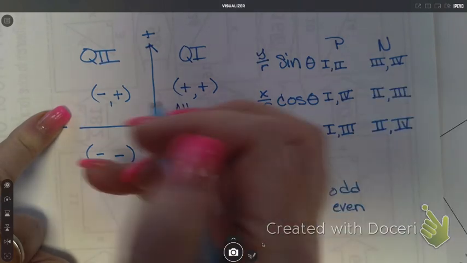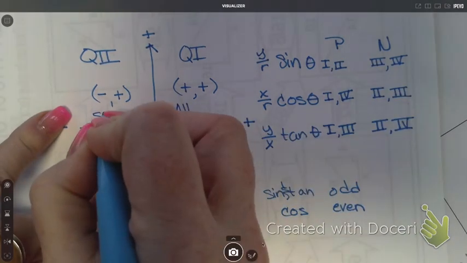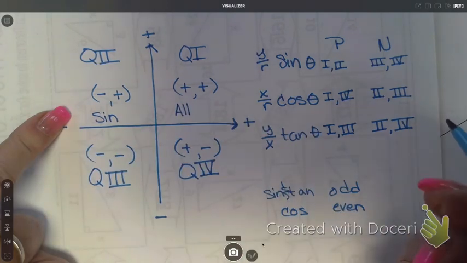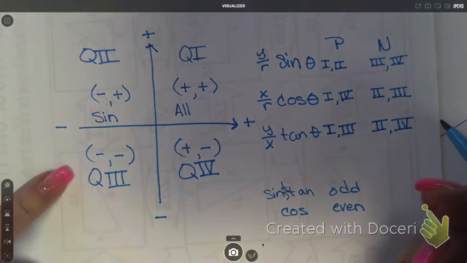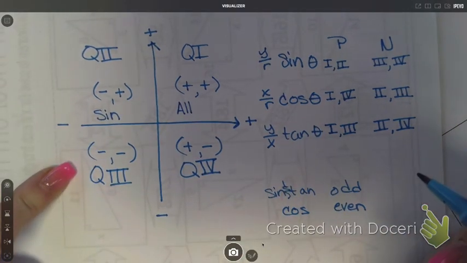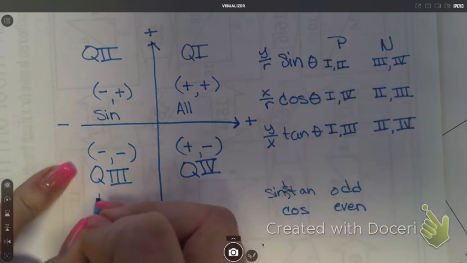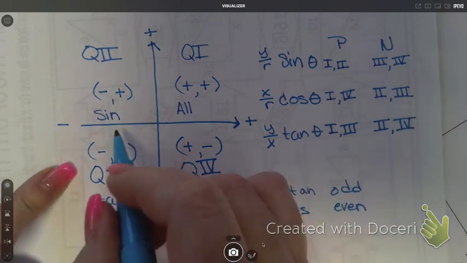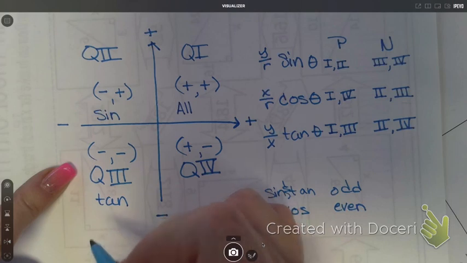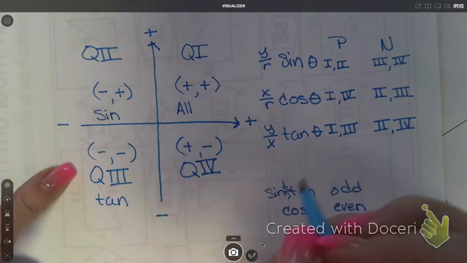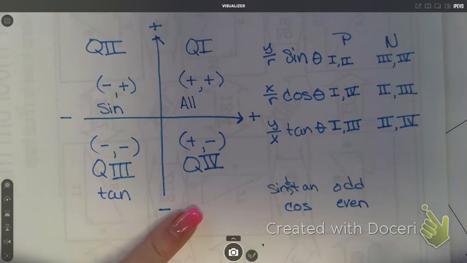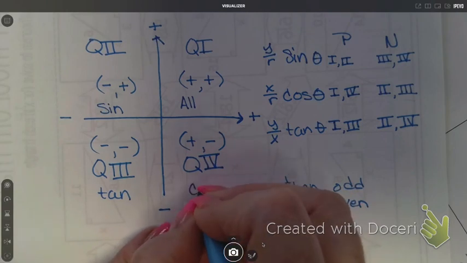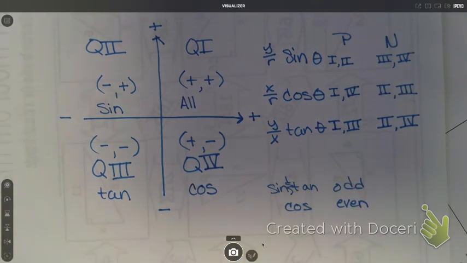What's positive in the second quadrant? The y, so it's the sine. What's positive in the third quadrant? Tangent. Now again, sine and cosecant, tangent and cotangent, right? And in the fourth quadrant, cosine. So what do you notice about your patterns here? It's all, and they each get their own little box. Yep, they each get their own quadrant, don't they?